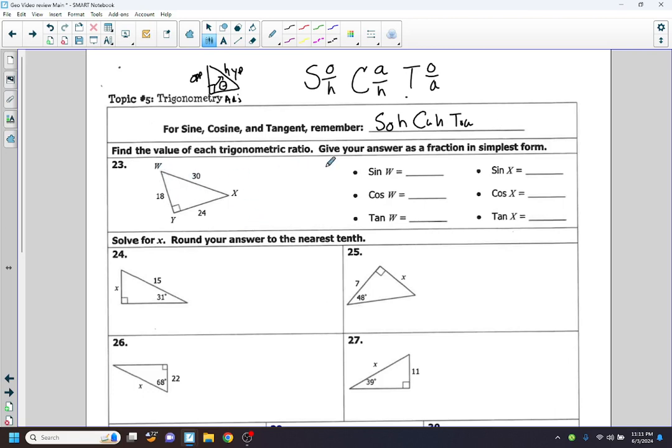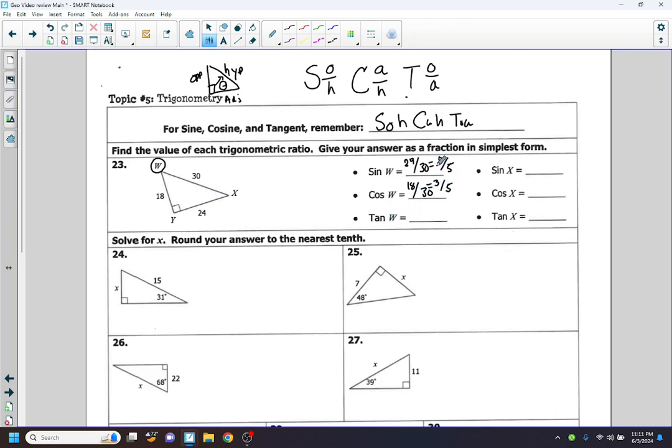So if something like this, if I say sine of W, I'm putting my theta at W. Sine is opposite over hypotenuse. So the opposite is 24 over the hypotenuse, which is 30, which we can simplify to 4 over 5. If I said cosine W, it's going to be adjacent, which is 18, over hypotenuse, which is 30, or 3 over 5.